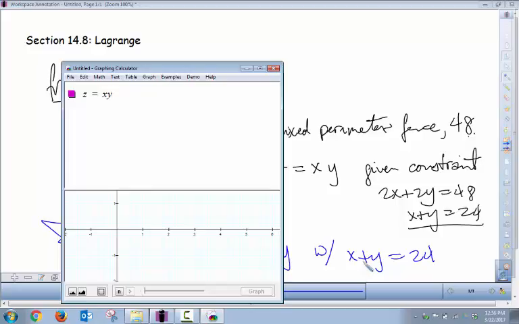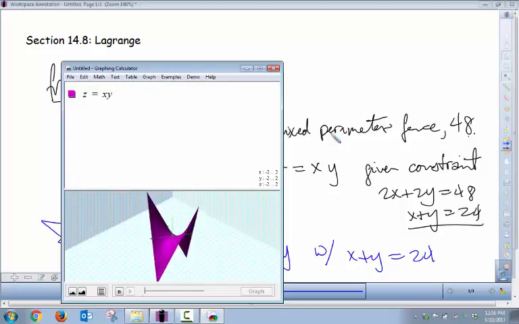So let's start with this graph, z is equal to x times y. It looks like a saddle. Well, if we cut it with this rectangle, and the rectangular region is from -2 to 2, -2 to 2, that's your x and y region. If we do it like that, we'll see the max and mins. But that's not our region. What we want to do is see how this would look with x plus y equal to 24. So let's also graph x plus y equal to 24.